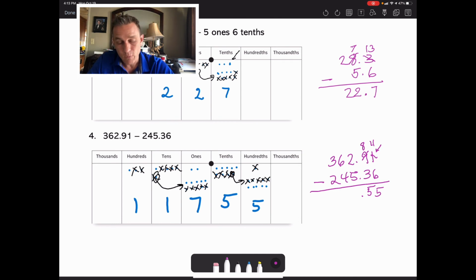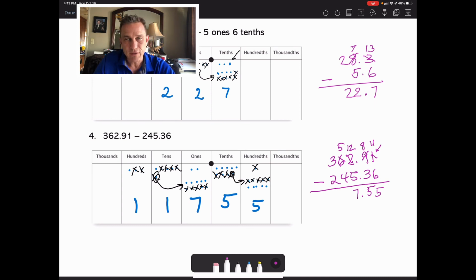Now they want me to take away 5 ones, but there's only 2 ones. So I need to get more ones. So I'm going to get those from my tens place. So now there's only 5 tens left. And I'm going to change that 10 into 10 ones. So now there's 12 ones altogether. Now I have enough to take away 5 ones. So 12 ones minus 5 ones is 7 ones.